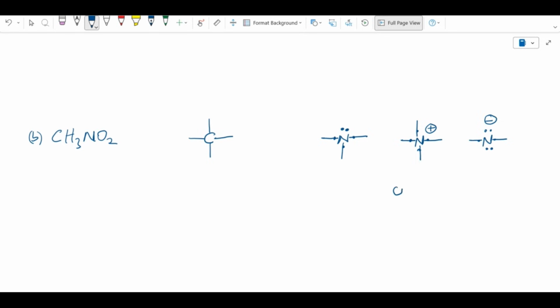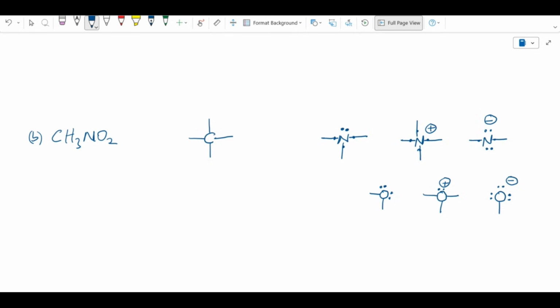As for oxygen, a neutral oxygen atom will have 2 bonds and 2 lone pairs. And we also know that for oxygen to have a positive charge, it will have 3 bonds and 1 lone pair. And a negatively charged oxygen will have 1 bond and 3 lone pairs.